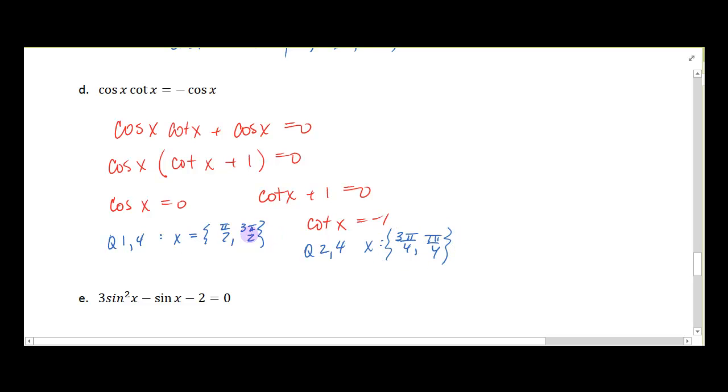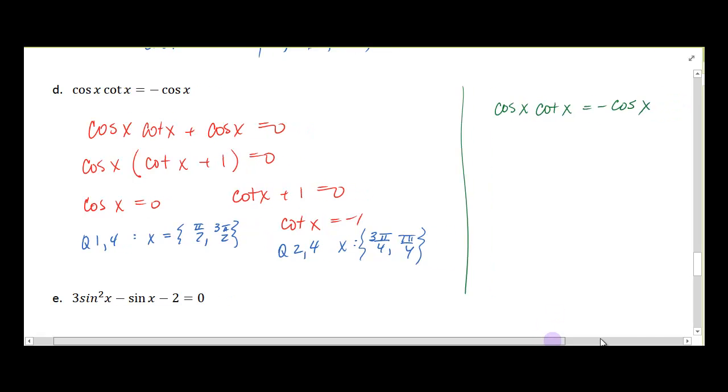These two, as well as these two angles, all four of those angles are the solution to this equation. Now let me stop for just a second and point out a very common mistake in this particular equation. So I'm going to rework this equation. I'm going to rewrite it over here.